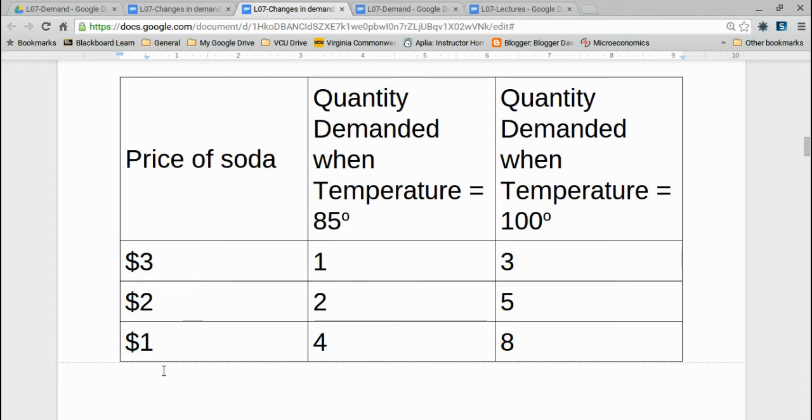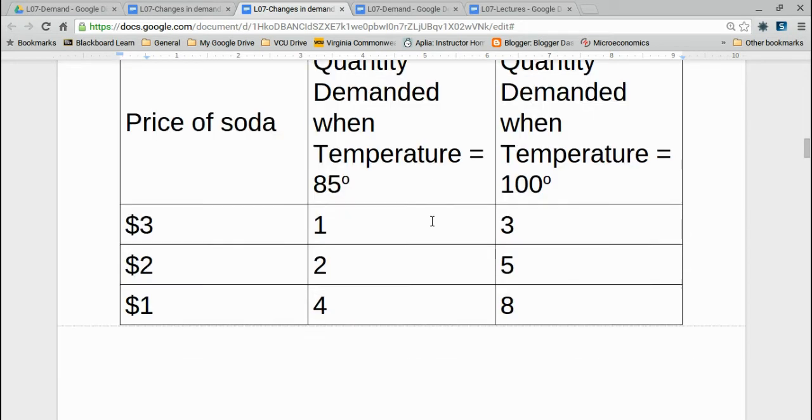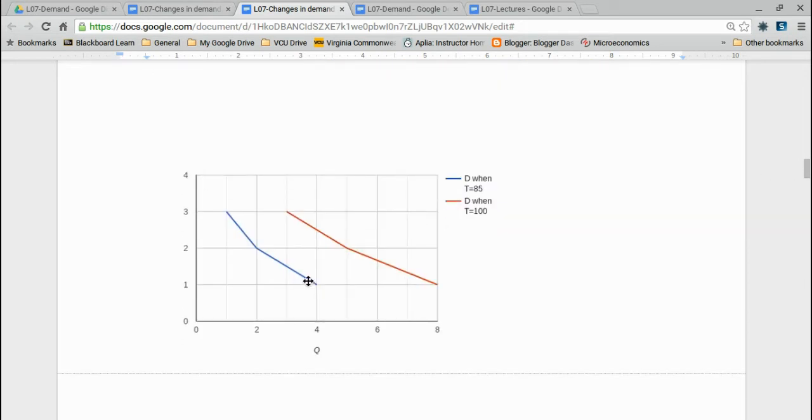We can plot the demand curve when temperature is 85 and the demand curve when temperature is 100 on our graph. If we do that, we'll get 2 different curves. The blue line is the demand when temperature is 85. The red line is the demand when temperature is 100. You can see that the increase in the taste for the product has shifted the demand curve to the right. Holding price constant, people want to buy more Coke when temperature is 100 than they do when temperature is 85.